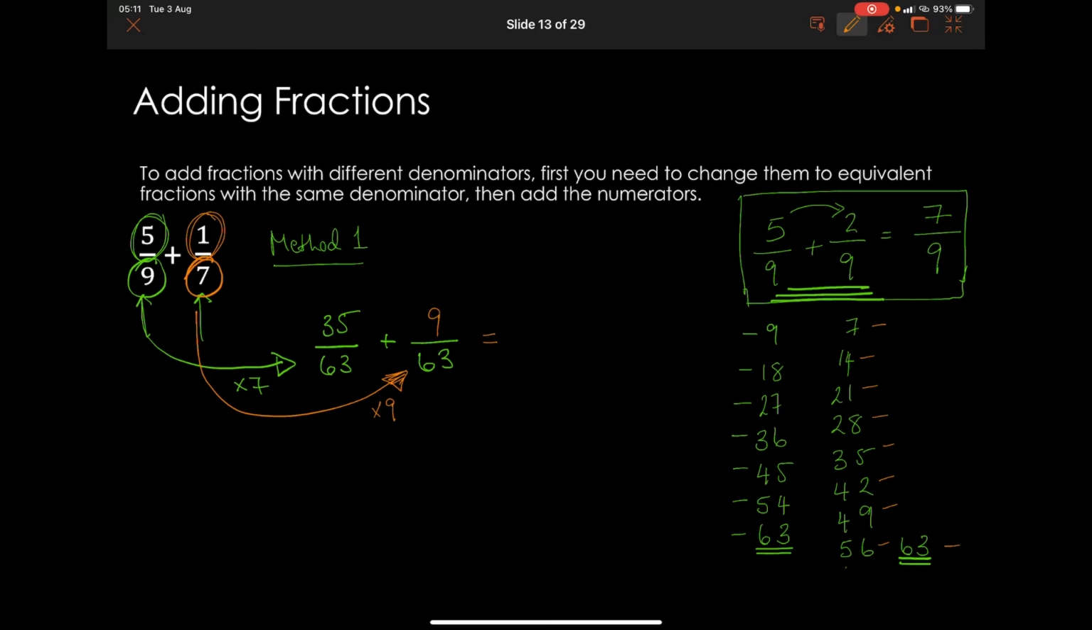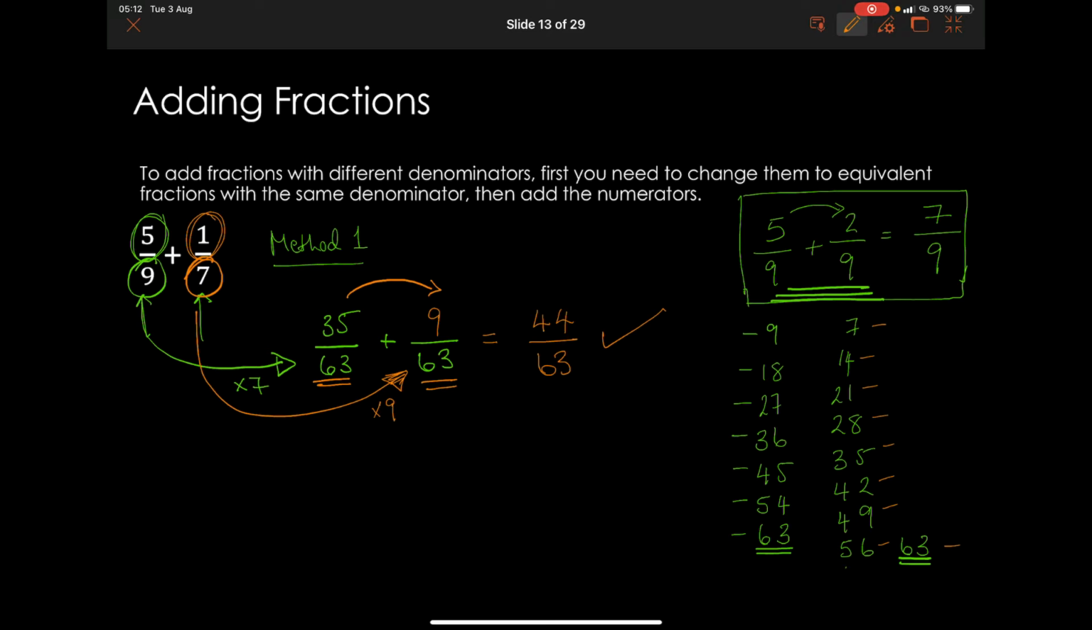Now all I need to do, because my denominators are the same now, I've got 63 on the bottom of both, so 63 would remain the same in my answer, and I would just do 35 add 9, which is 44. So your answer to 5/9 plus 1/7 is 44 over 63. Okay, and you've done it.